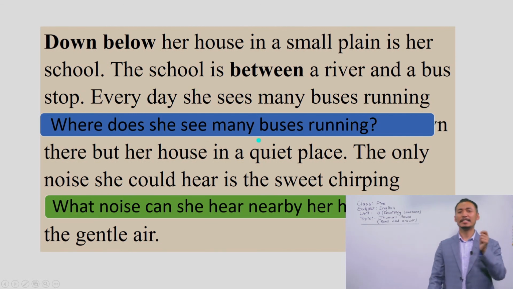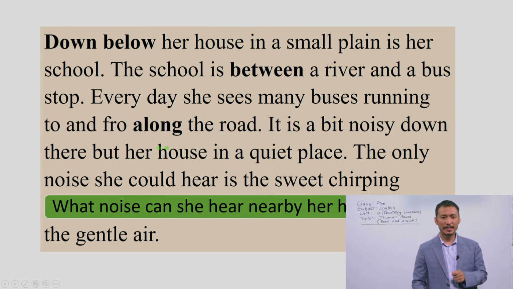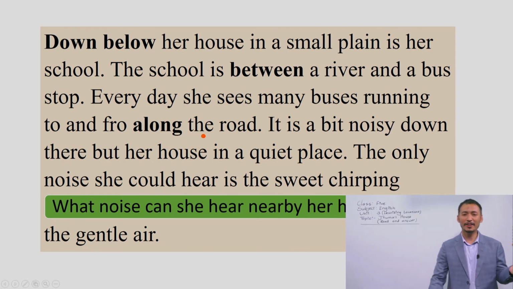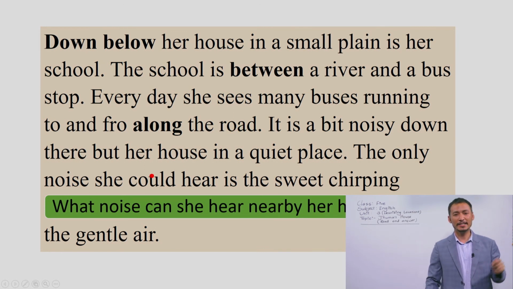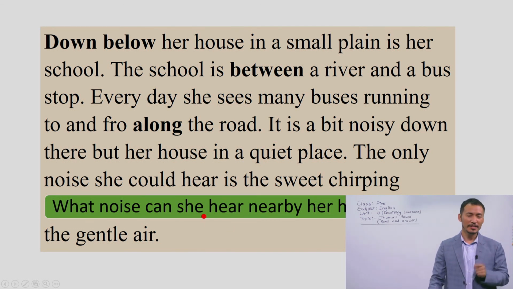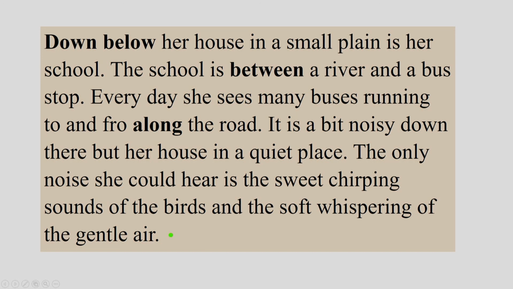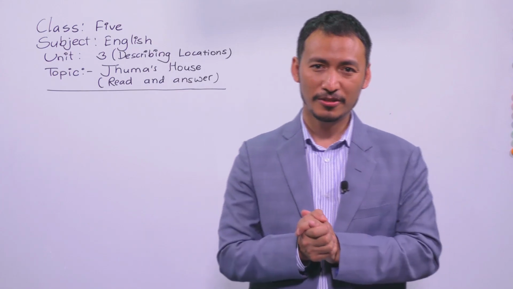Where does she see many buses running? Where do you see buses running? Let's see here. Buses running to and fro. Yes, along the road. Where does a bus run? Along the road, yes. And what noise can she hear nearby her house? What kind of noise does she hear? Is it a bus? No, right? There is the sound of birds and soft whispering of the gentle air. These are the answers to those questions I showed you.